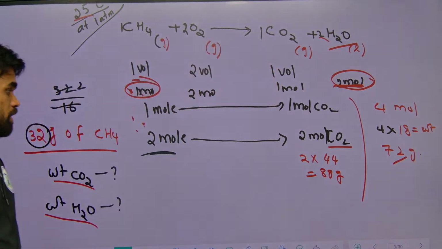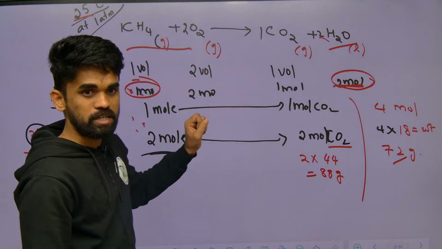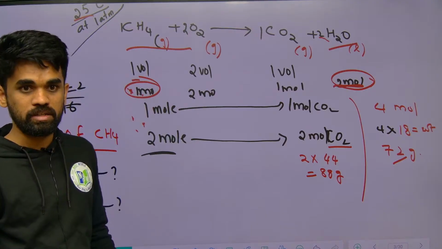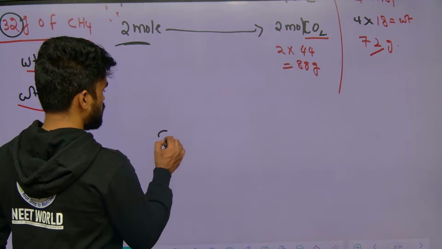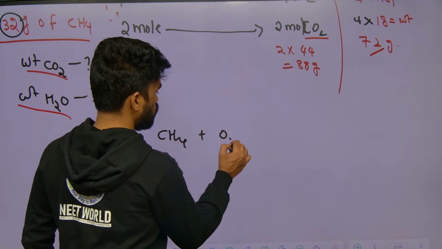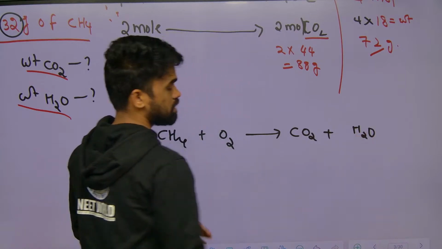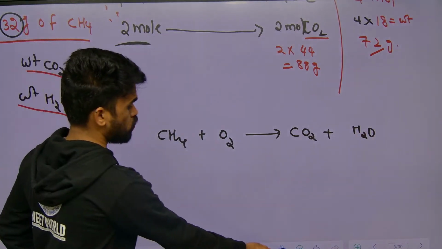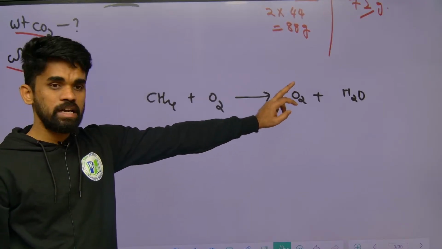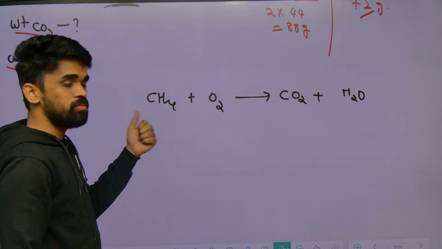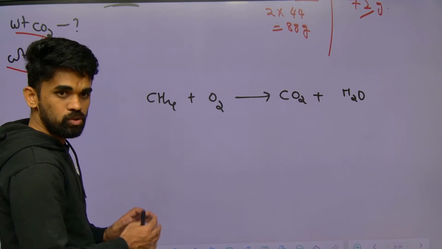Clear? Okay. Now here we are doing this calculation with respect to the balanced chemical equation. Now I will do this without balancing the equation. See, CH4 plus O2 gives rise to CO2 plus H2O. Did I balance this equation? No. Now what is my question? The weight of CO2 produced and water produced from 32 grams of methane. So without balancing we will do this.